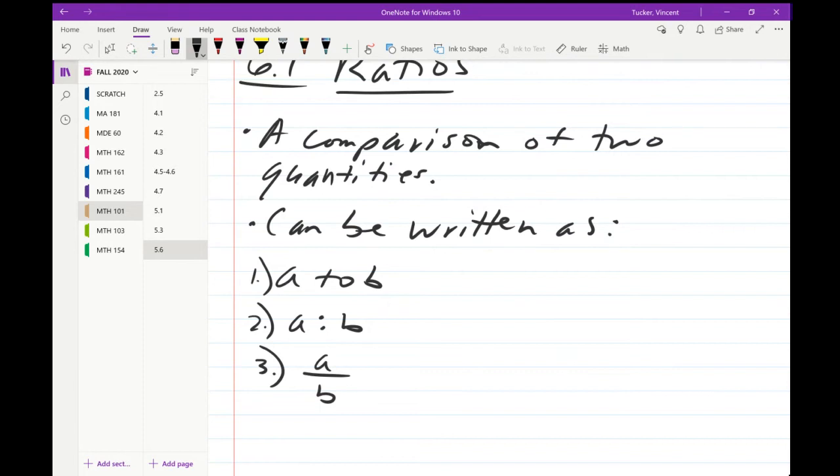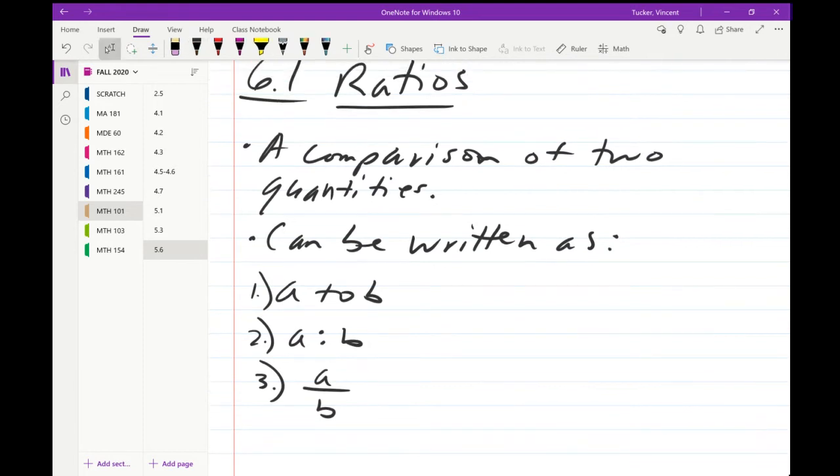All right, so a ratio is a comparison of two quantities. It can be written one of three ways: A to B, A colon B, which still represents A to B word-wise, and then A over B, which once again represents A to B, but it's written as a fraction.